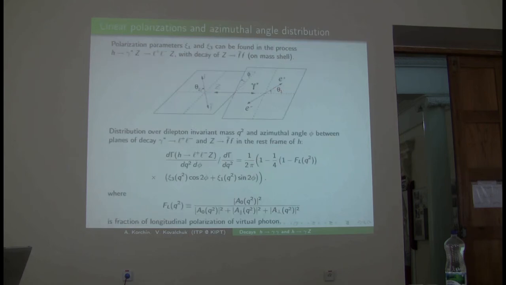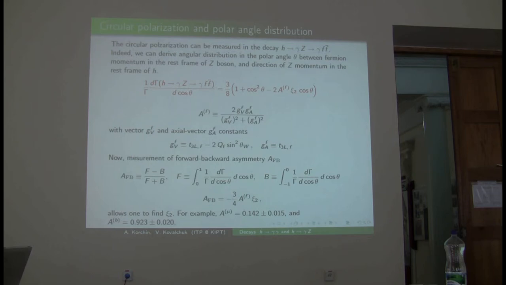Now, what can you measure for the other two parameters, which are related to correlations of linear polarization, xi1 and xi3? In the previous case, it does not act like this. Unfortunately, it does not act as this distribution. So we have to invent something else.